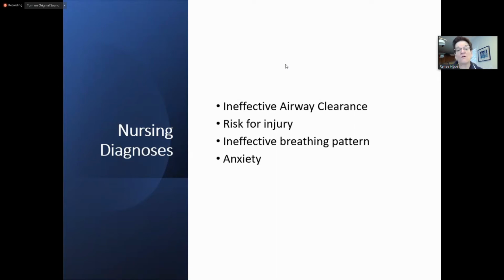Anxiety is also a priority nursing diagnosis. Because think about it, if they don't know when they've had a seizure, or they don't know when they may experience a seizure, they are going to be anxious about doing this in public, doing this in front of others, or making sure that they're safe.